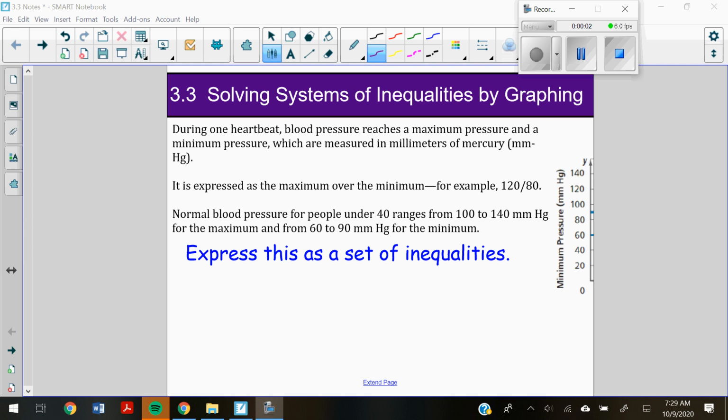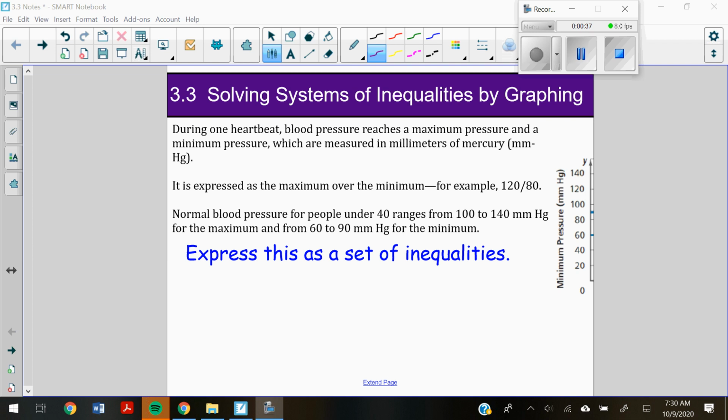All right, ladies and gentlemen, let's rock and roll with 3.3, which is solving systems of inequalities by graphing. We have already talked about graphing inequalities at the end of chapter 2, and I think it's 2.5 when we talked about graphing inequalities. And so now we're just going to do a system. Two or more equations or two or more inequalities makes a system. And so we're going to just graph them. So we're just kind of pulling a couple things together.